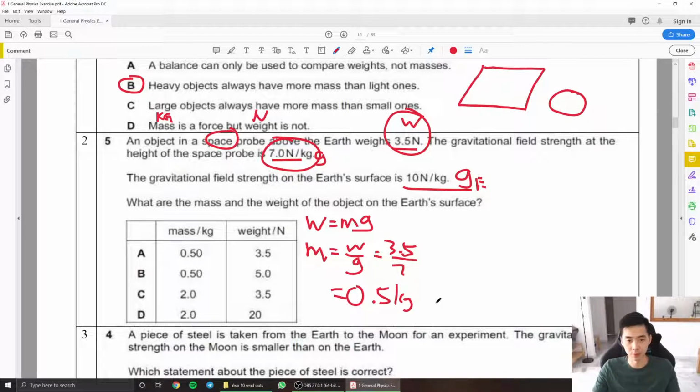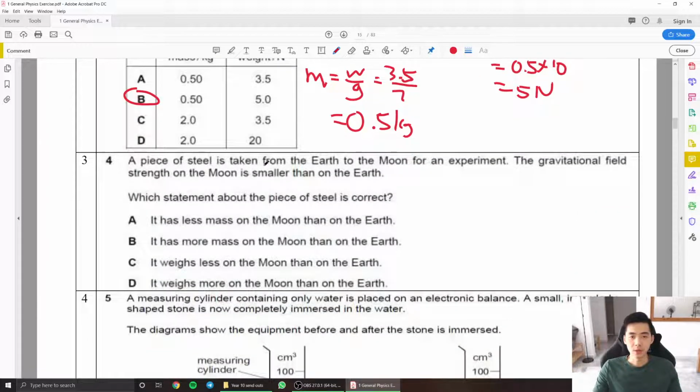Once I have the mass of 0.5 kg, I can find the weight on Earth, which is yet again W equals mg. In this case, it will be 0.5 times 10, which will be 5 newtons, and that should be the answer.